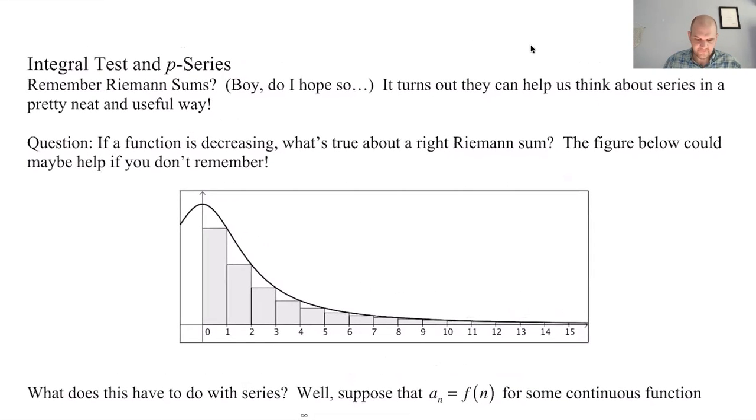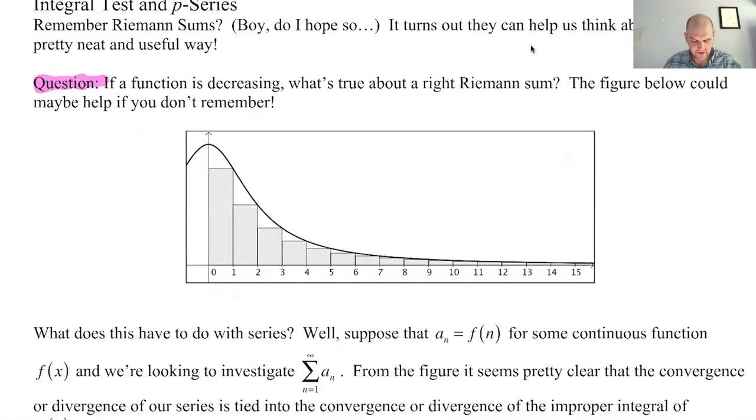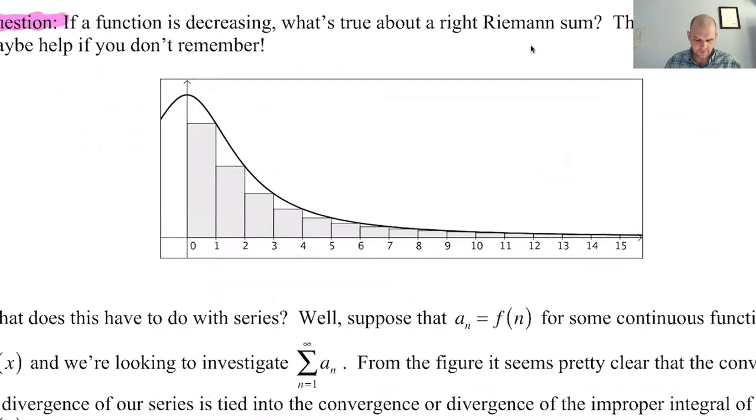So if a function is decreasing, what's true about a right Riemann sum? And I drew a figure that can help you out. So if we look at this, our right Riemann sum, so like 0 to 1, our right Riemann sum is inside, and then here are right Riemann sums, inside, inside, inside. As long as the function is decreasing, we're always just kind of nestled inside of our integral. And so since that's the case, if the integral converges, but remember you're going to infinity, so it's going to be an improper integral, but if the improper integral converges, then the series also must converge.